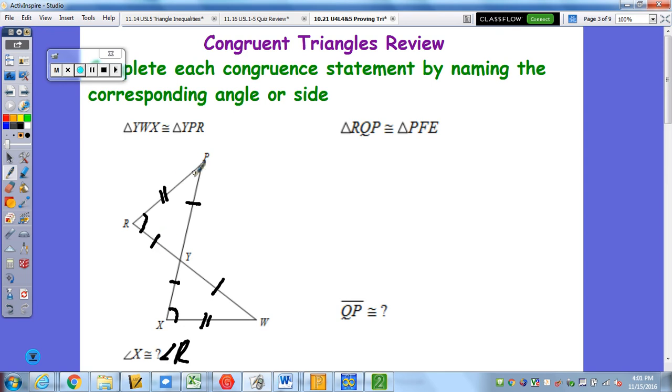And of course the angles create themselves to be congruent. These are vertical angles, so they're congruent to each other. Y is congruent to itself, Y. And then W is congruent to P.